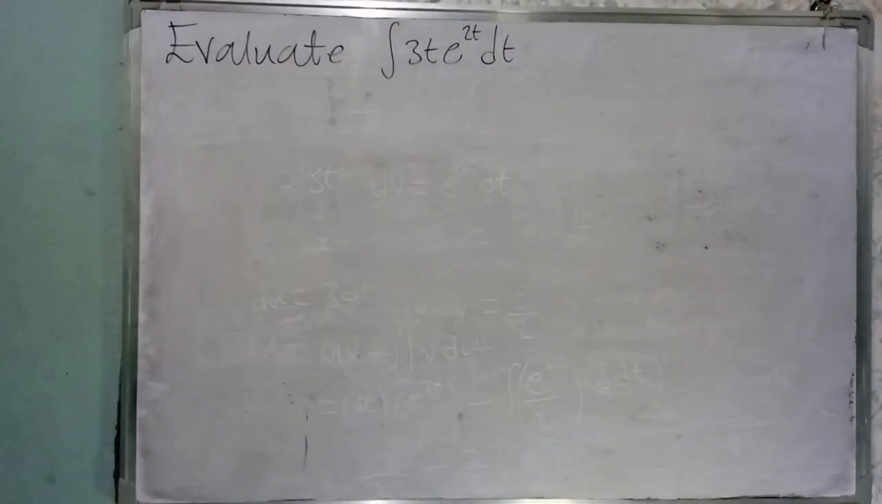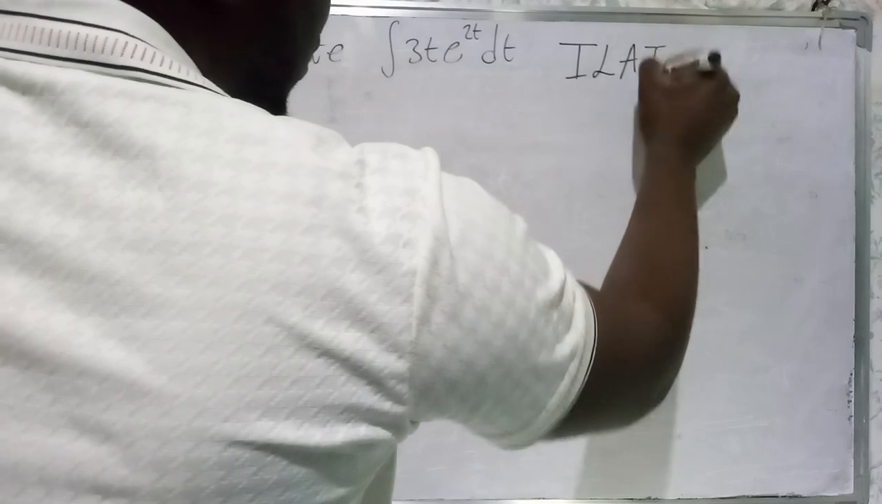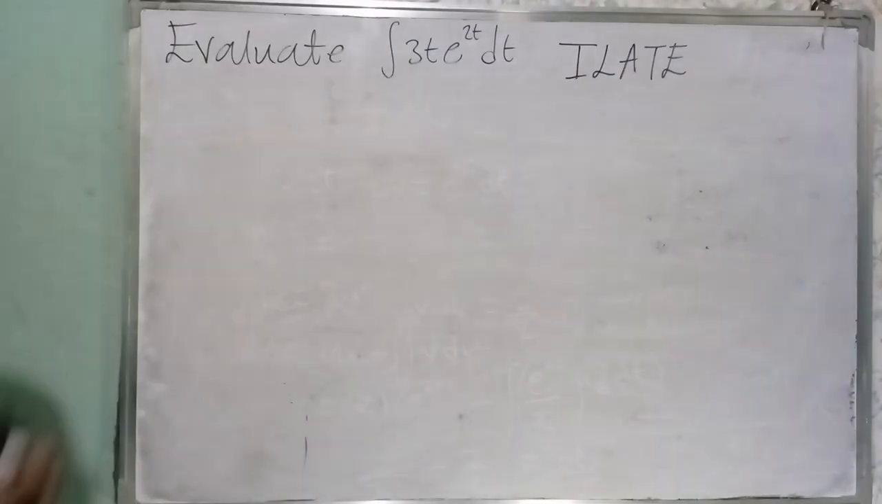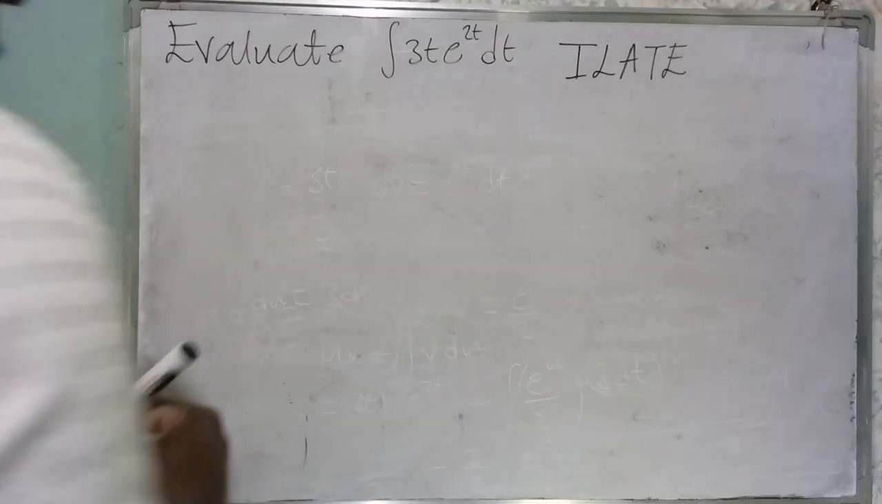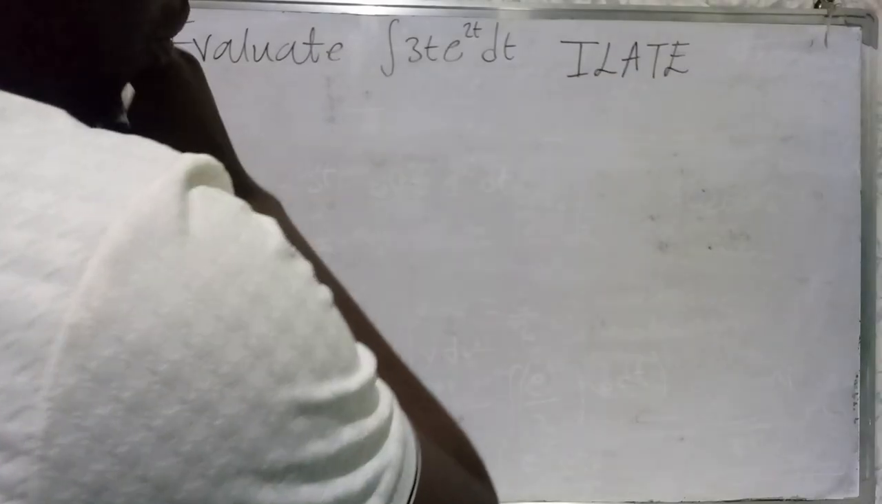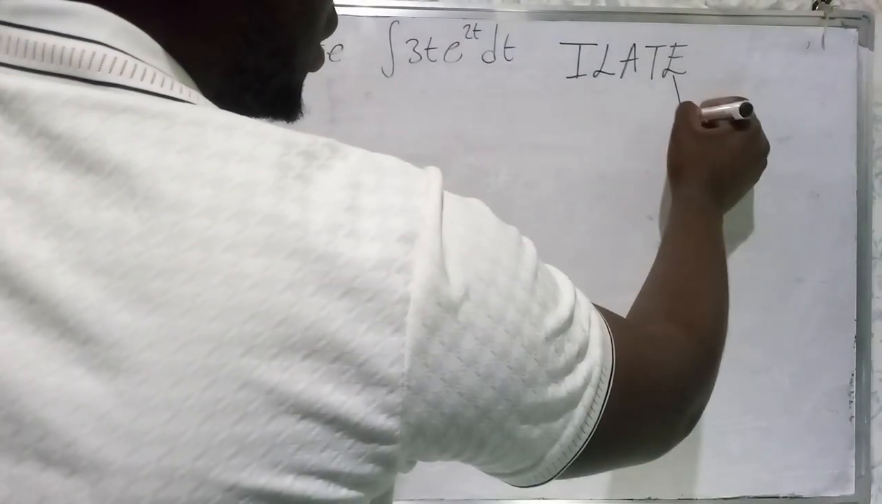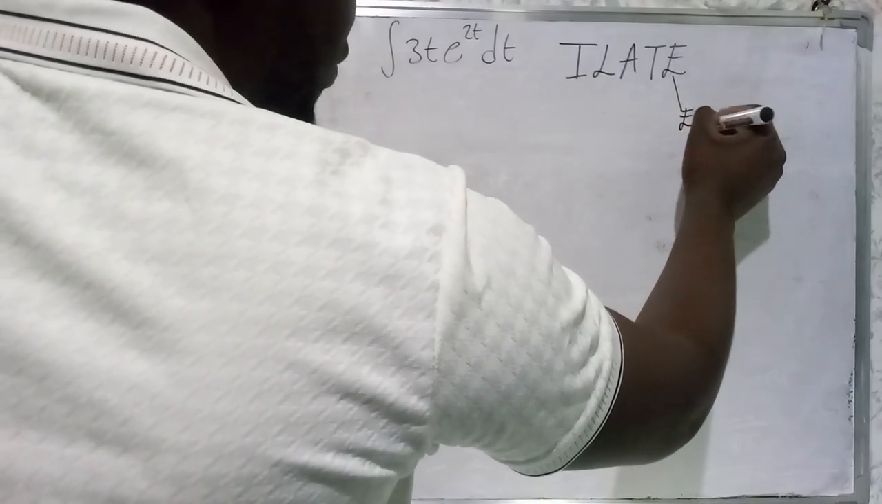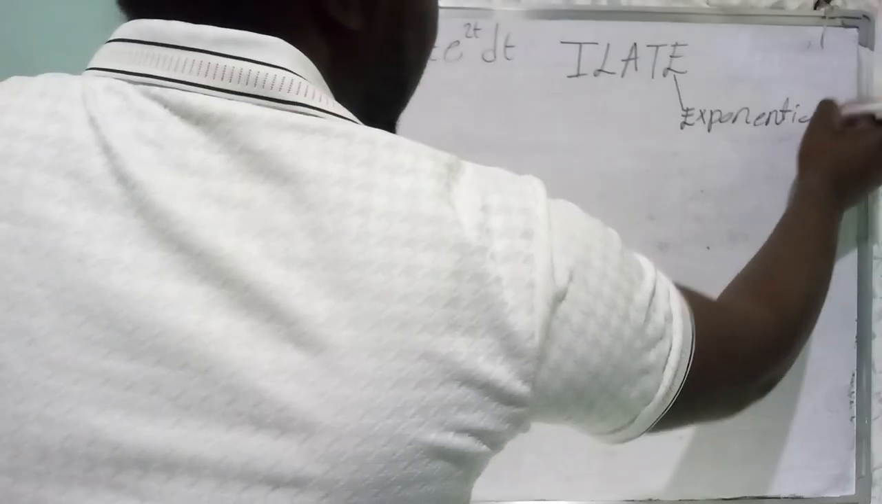Under integration by parts, we are supposed to use what we call ILATE. ILATE is the mnemonic that we use when we are integrating by parts. So how do we use this, or what does it mean? We have capital E, which stands for exponential functions.